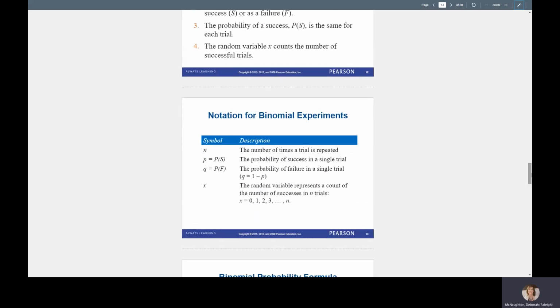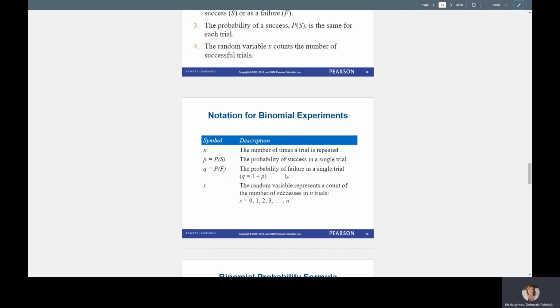So for the binomial distribution, the notation that we use: N is the number of times the trial is repeated. In the example I gave, N is 10. P is the probability of success. My example wasn't so great because the probability of success is 0.5. But let's suppose instead that it was rolling a die, and that I considered a success rolling a 6. That would mean the probability of success is 1 out of 6, or 1/6.